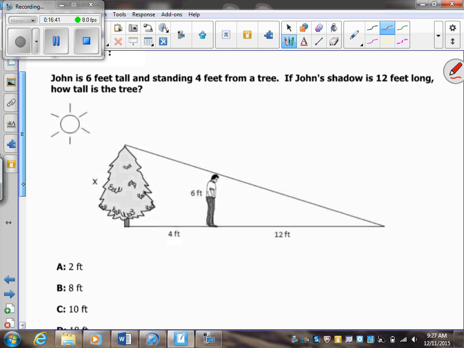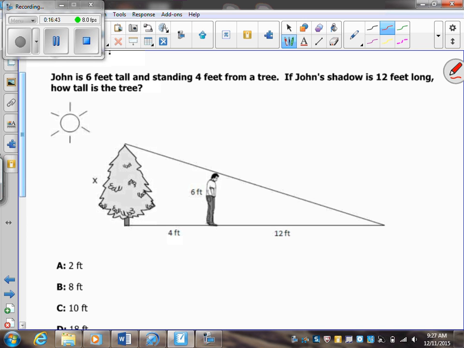When it comes to this kind of problem, John is 6 feet tall and standing 4 feet from a tree. If John's shadow is 12 feet, how tall is the tree? So that's what we're trying to find. We're going to find how tall the tree is.